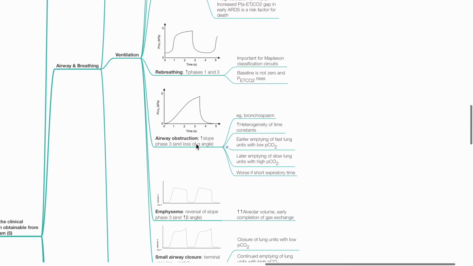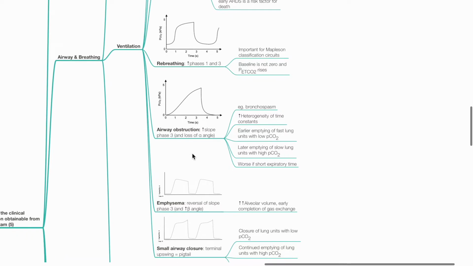Airway obstruction is indicated by increased slope of phase 3 and loss of alpha angle. This may be caused by bronchospasm. There is increased heterogeneity of time constants of alveoli. Earlier emptying of fast lung units with low pCO2 and later emptying of slow lung units with high pCO2. This is worse if there is short expiratory time.